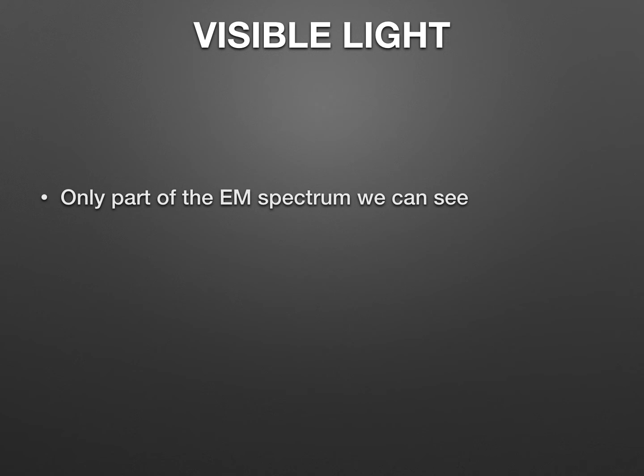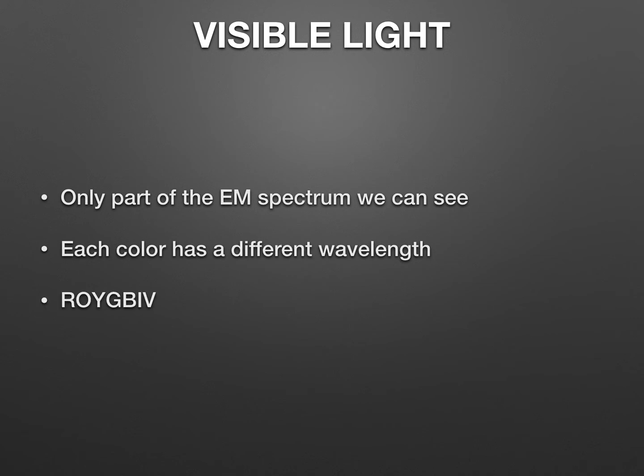And it's the only part of the EM spectrum we can see. That's why it's called visible light. Each color of light has a different wavelength. And if you haven't remembered since kindergarten, the old acronym ROY G. BIV: red, orange, yellow, green, blue, indigo, violet. These are all the colors of the rainbow. And when they're together, they appear white, but separated. The reason why they are separated is because they all have different wavelengths.